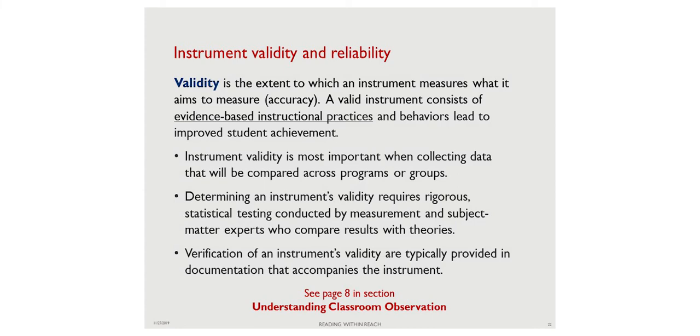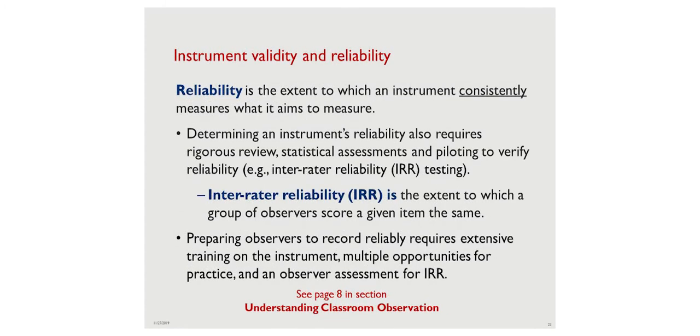Again, whether the instrument requires validity testing and verification depends on the purpose of the observation, what type of information is collected, and how the instrument will be used. Reliability is the extent to which an instrument consistently measures what it aims to measure. In other words, the information collected on an instrument during a single observation is consistent across observers. The key word here is consistency.